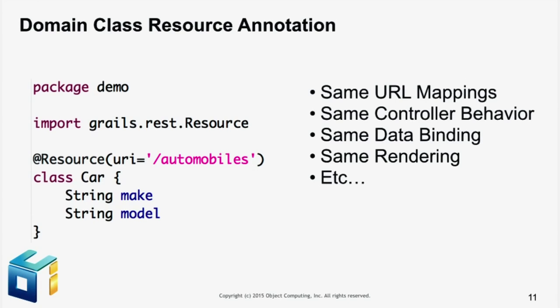All right, so all of that we've talked about so far involves controllers that you've written. There's some pretty sophisticated REST stuff supported by the framework without having to author a controller at all. So you can create a domain class and annotate it with @resource. What you're doing when you annotate a domain class with @resource is expressing to the framework that this entity, the car class, should be managed as a REST resource. And in this case, I want all cars to be accessible under the /automobiles URI.